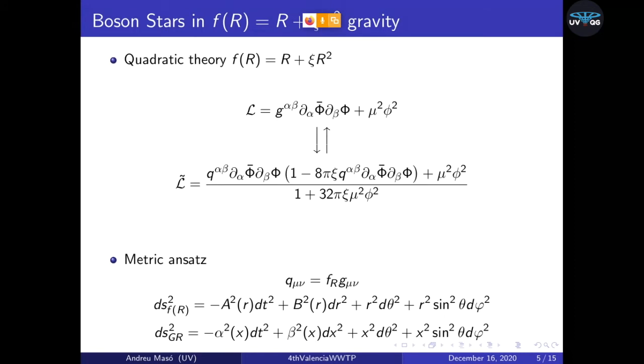And since we are studying spherically symmetric configurations, our metric ansatz in polar areal coordinates will be described in this way, which is the typical way to describe these metrics for boson stars.